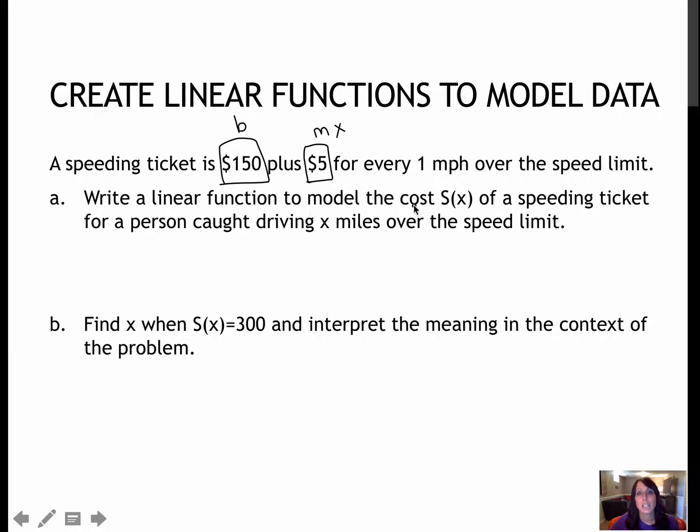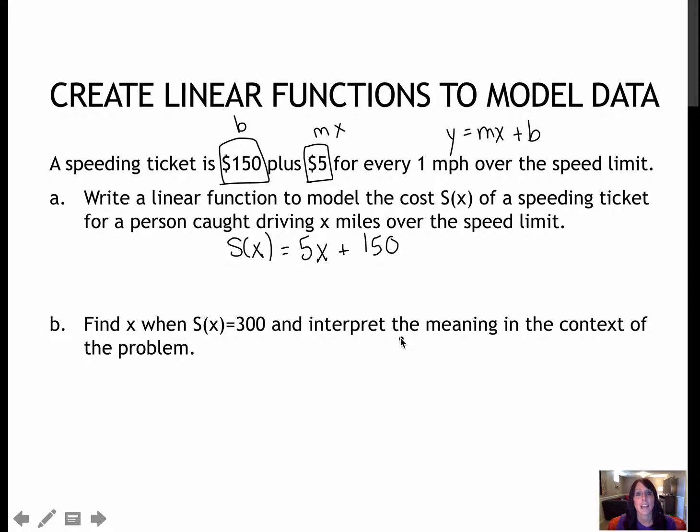So my linear function using my constant value and my changing value would be s of x, which is the same as saying y equals, and then 5 times x, so $5 for every mile over the speed limit, plus that 150 that we started with. So that is my linear model. So that's not super difficult, and notice most of the time it's going to end up being in that slope-intercept form when we write it.